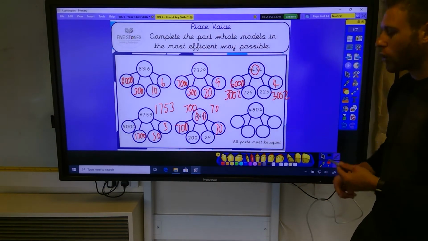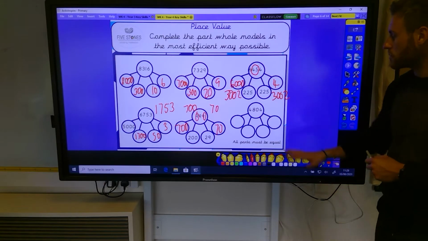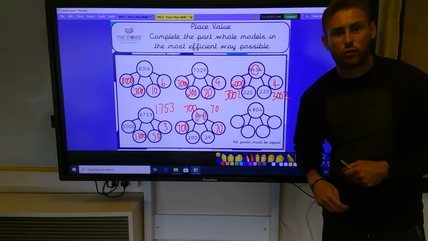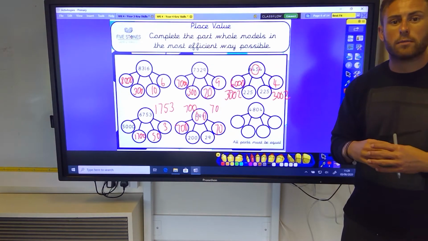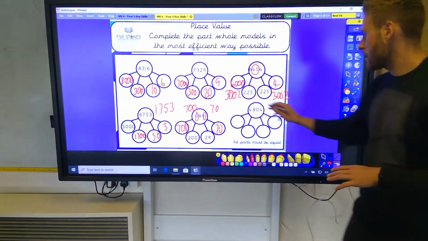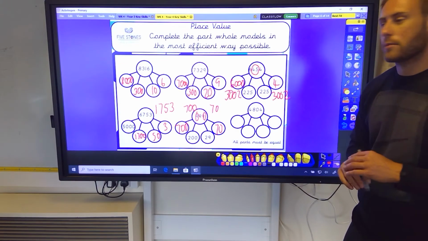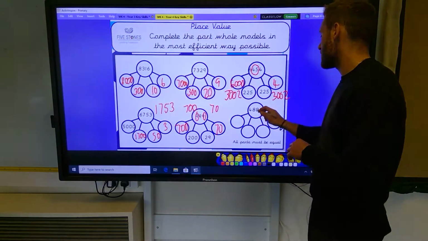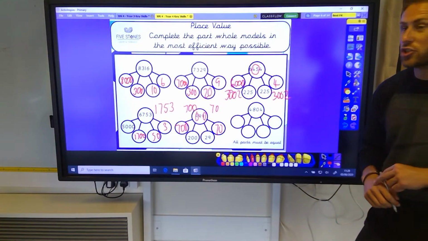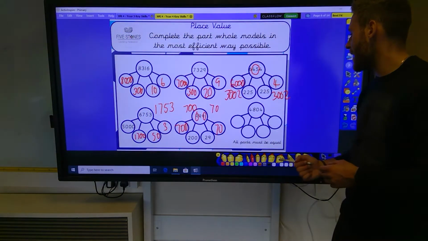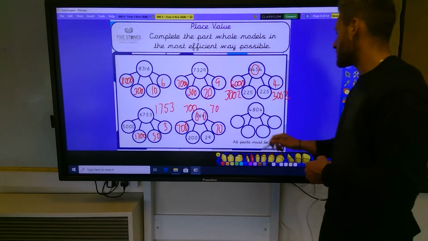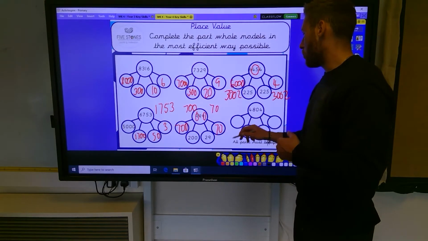And then finally, for all these parts to be equal, we must partition 4,804 into 4 equal parts. So knowing your 4 times tables is going to be really helpful. How many thousands can be divided? Yes, it'll be 1,000. How many hundreds? Yes, you get 2 hundreds each. And finally, any tens? There are no tens there to share. And there are 4 ones. So we would get 1 one each.